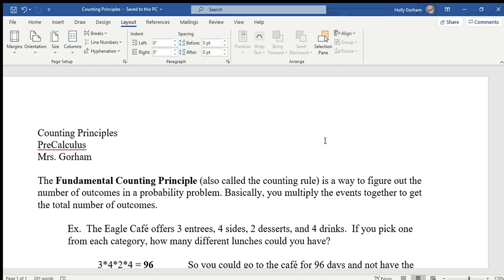So as we continue talking about counting principles, one of the things that's useful in probability is the fundamental counting principle. Sometimes it's called the counting rule, but it's a way to figure out the number of outcomes in a probability problem. And basically what you do is you multiply the events together to get the total number of outcomes.